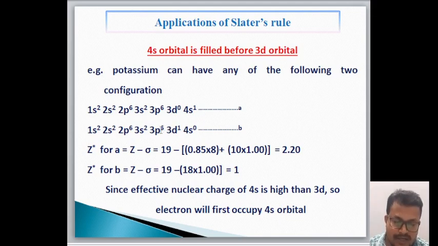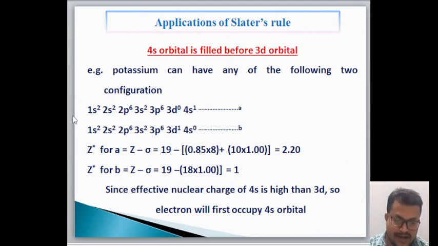So in total, how many electrons are present? 6 plus 2 is 8, 8 plus 6 is 14, 14 plus 2 is 16, 16 plus 2 is 18. In total 18 electrons are present, and the contribution from these 18 electrons will be 1. So Z star, that means the effective nuclear charge for this 3d electron, is 1. So we have seen that the effective nuclear charge of the 4s orbital is higher as compared to the 3d orbital. So this configuration will be applicable for potassium.